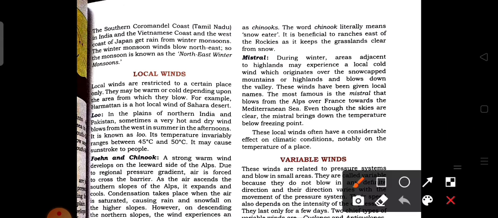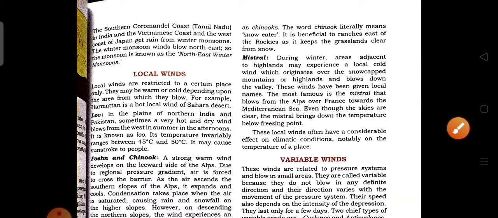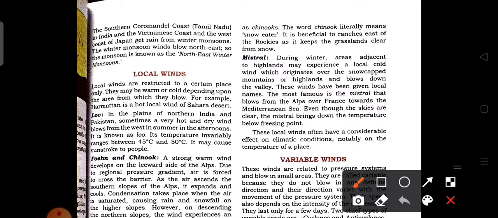The next local wind that comes is Mistral. During winter, the area adjacent to the highland may experience a local cold wind which originates over the snow-capped mountain or the highland and blows down to the valley. This wind has been given local names. Many types of names are given to this local wind. The most famous is Mistral, that blows from the Alps over France towards the Mediterranean Sea.